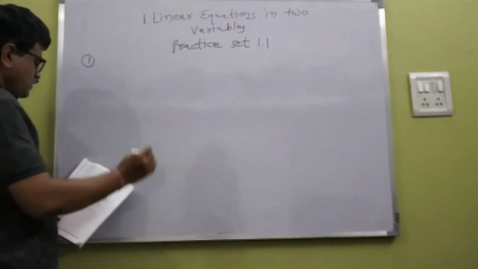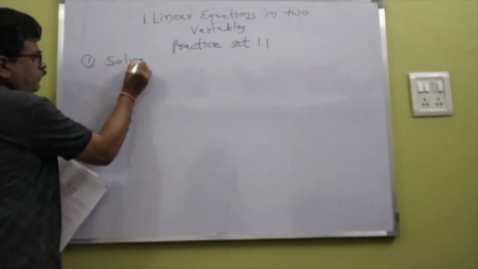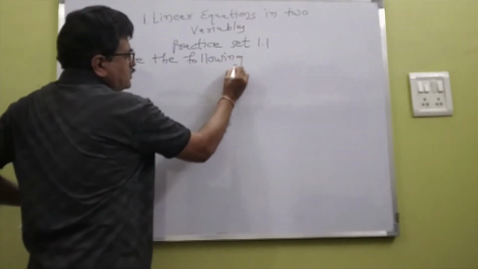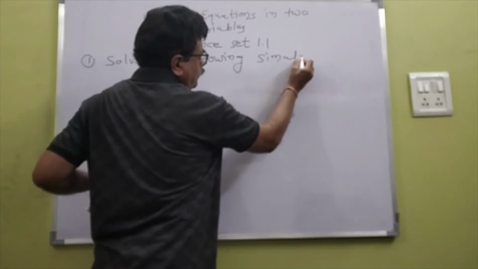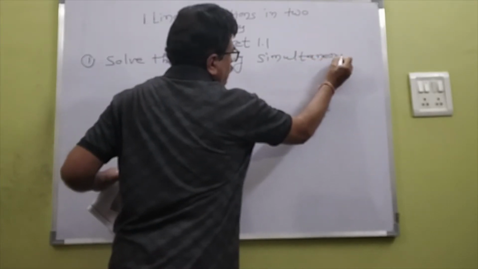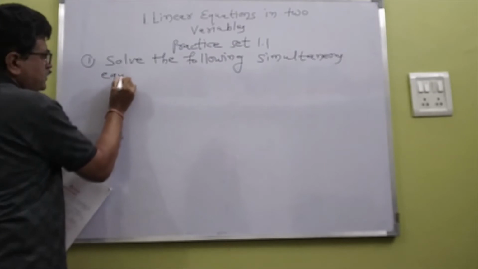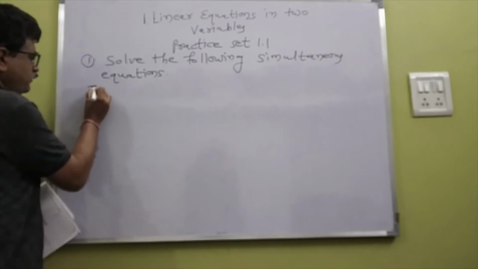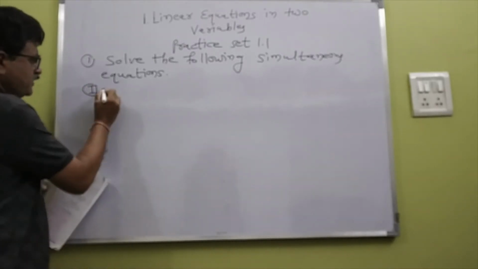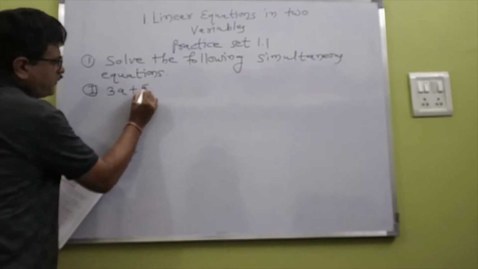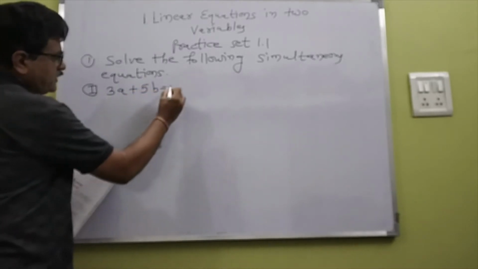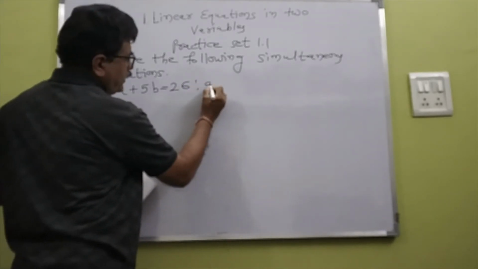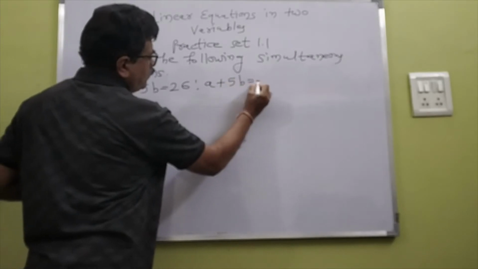Now first example, solve the following simultaneous equations. First example, 3a plus 5b is equal to 26, and a plus 5b is equal to 22.